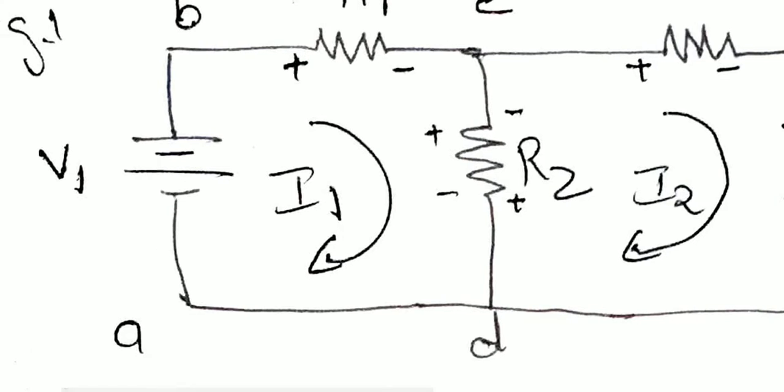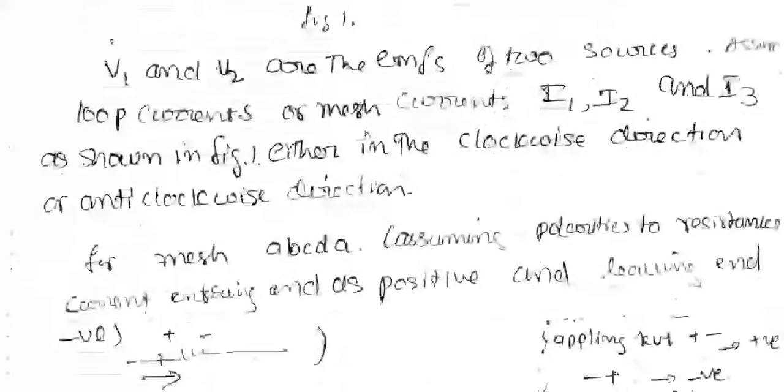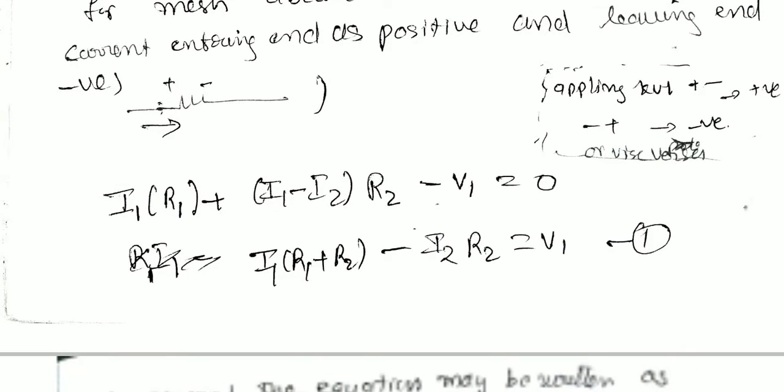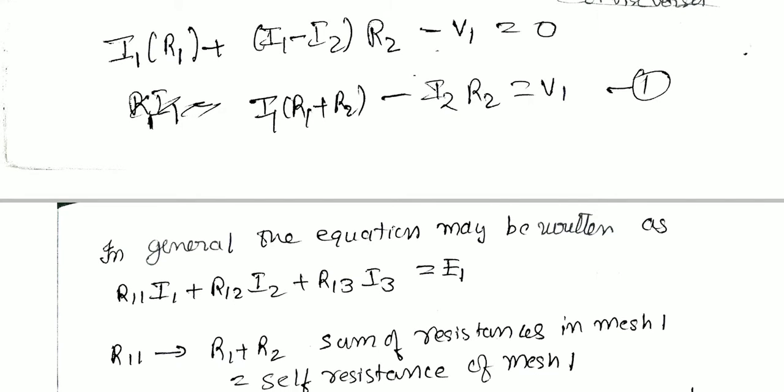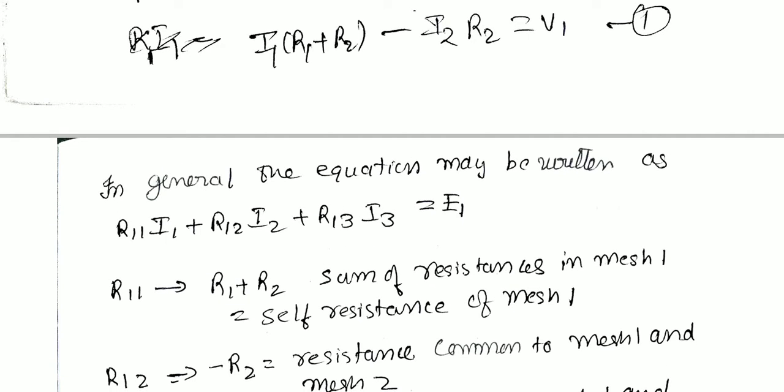And the voltage present at V1 in the given direction is minus V1. So I1 into R1 plus I1 minus I2 into R2 minus V1 equals 0. Now rearranging, we get I1 into R1 plus R2 minus I2 into R2, which is equal to V1. Further, if you want to write it in the standard form, it is like this: R11 into I1 plus R12 into I2 plus R13 into I3 is equal to E1.